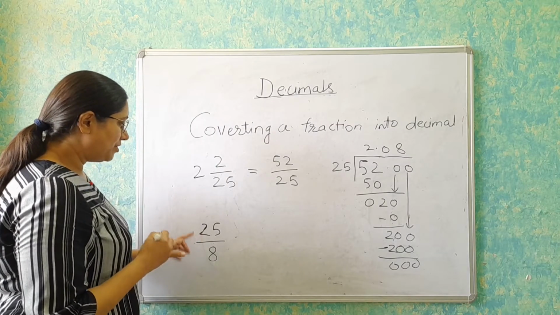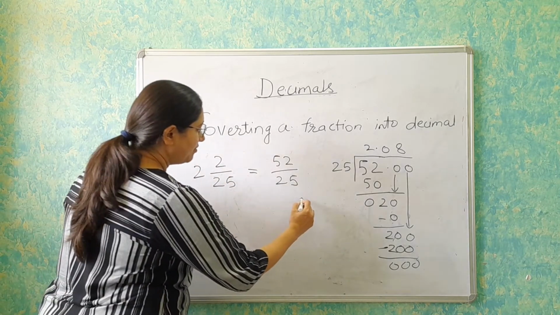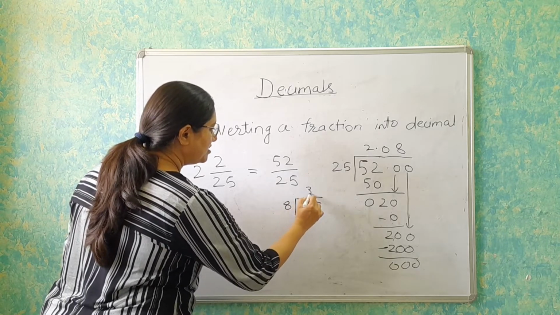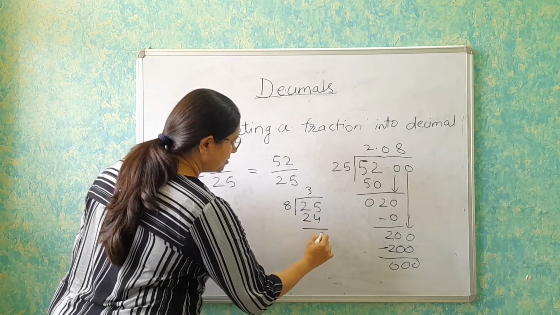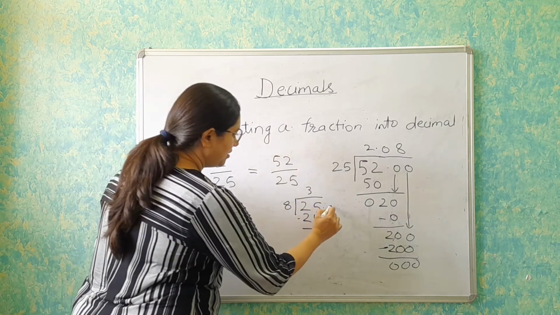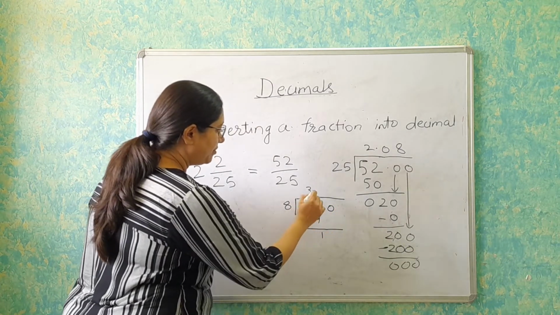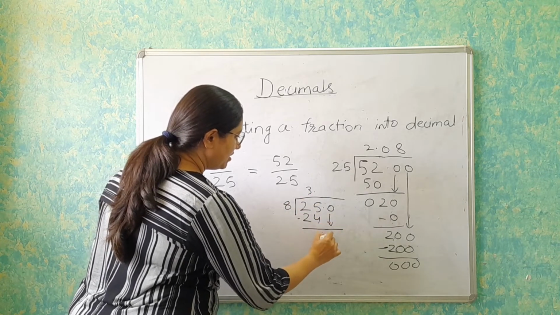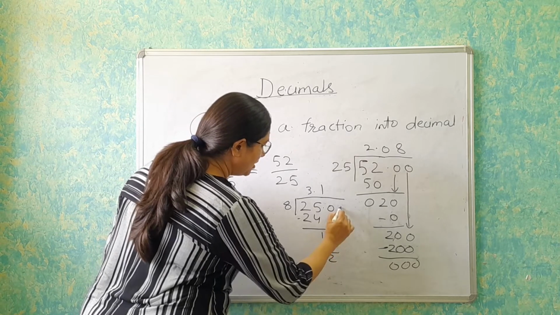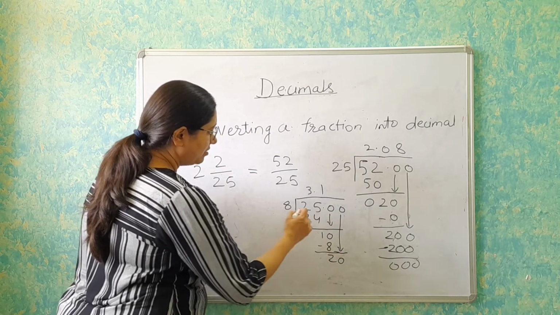In our second example, I have to convert 25 upon 8 into a decimal number. So first I will divide 25 by 8. 8 3s are 24. The remainder is 1. Then I will put a decimal and I will put a 0. 1 cannot be divided by 8. So I will take 0. 8 1s are 8. Now the remainder is 2. Again I will take one more 0 and it becomes 20.